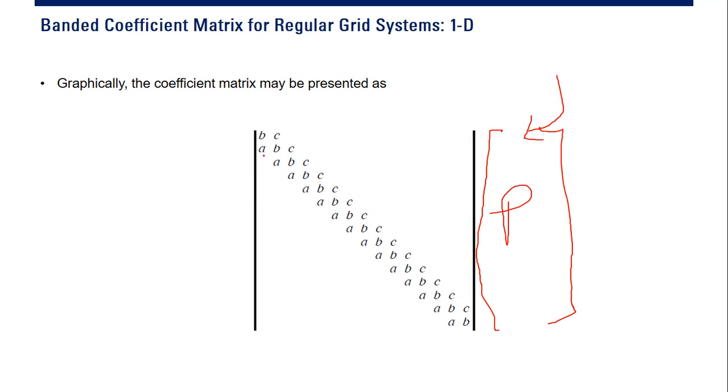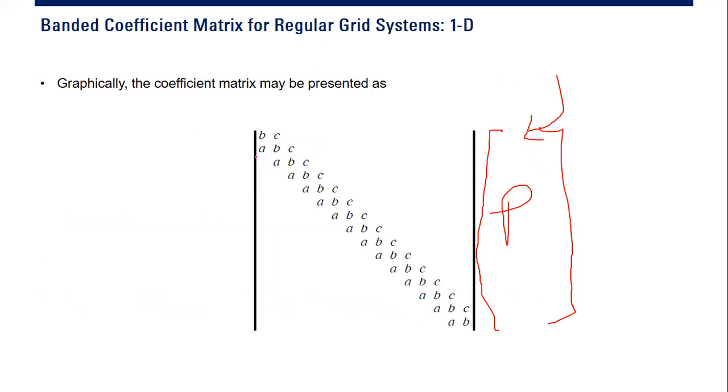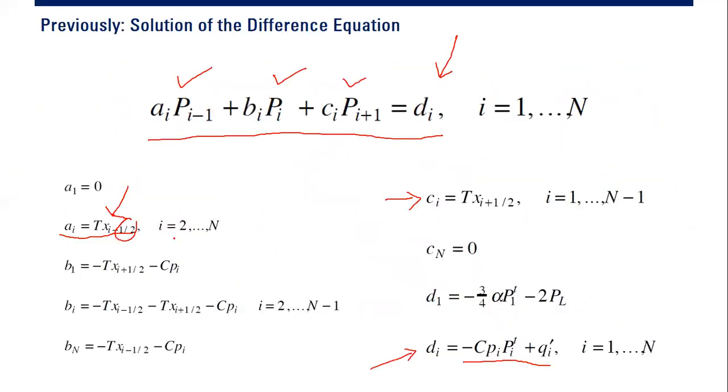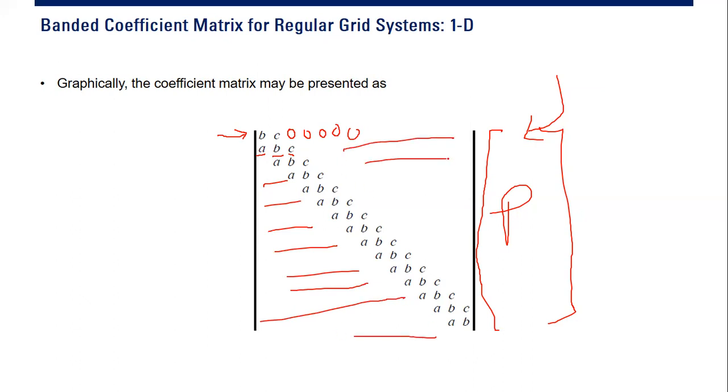And we get the coefficient from this equation, like this one, Ai, Bi, Ci. If we set the matrix, we have Ai, A, B, and C. And you know that A1 is zero, okay? A1 is zero. That's why here in the first row, we don't have A, okay? And the others are actually zero, like this one. Here is zero. So we have what we call a banded coefficient matrix.